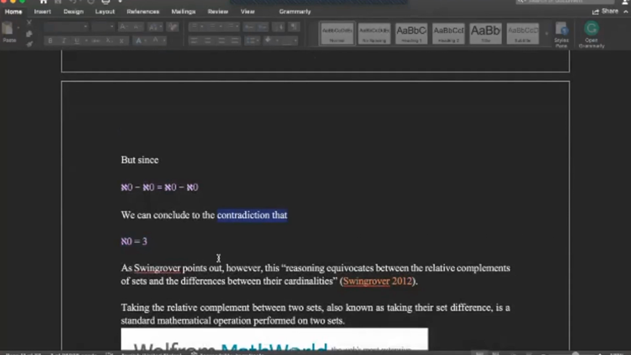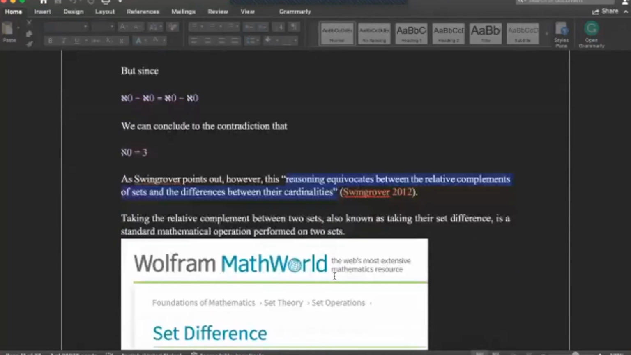But as Swingrover points out, this reasoning equivocates between the relative complements of sets and the differences between their cardinalities. So don't worry, because I'm going to explain what a relative complement is, and so on. So again, the fundamental problem with this reasoning is that it equivocates between the relative complements of sets and the differences between their cardinalities. Taking the relative complement between two sets, also known as taking their set difference, is a standard mathematical operation performed on two sets.